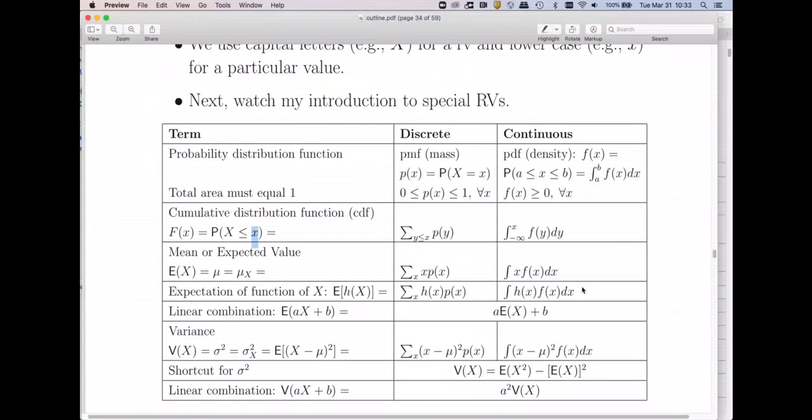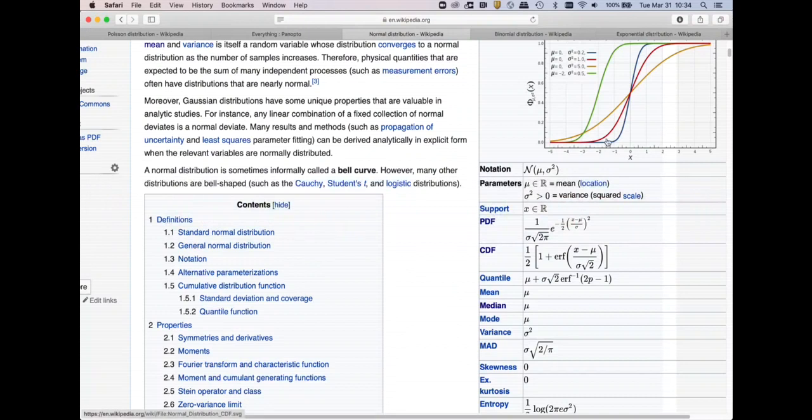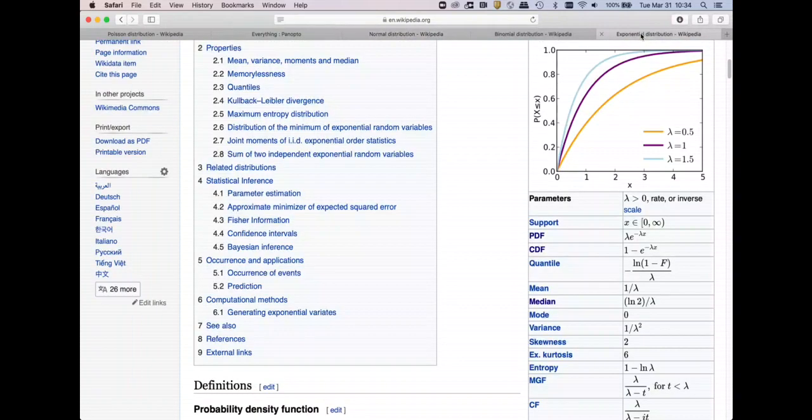The last thing that we need to know about these special random variables is what their mean and variance are. In the case of a normal distribution, the answer is very easy. The mean and the variance are the two parameters, mu and sigma squared. In the case of other distributions, the answer is not so simple.